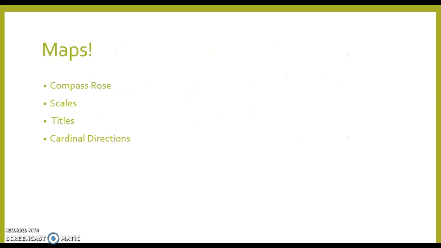So first we're going to look at maps. We're going to look at the compass rose. We're going to look at a map scale. We're going to look at what titles can tell us about maps. And we're going to look at cardinal directions, which kind of goes along with compass rose.